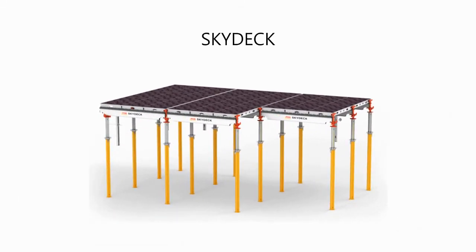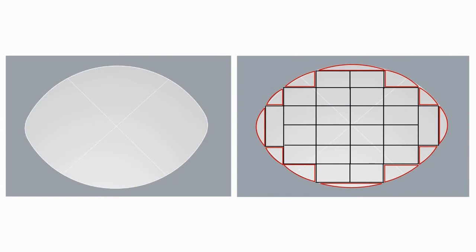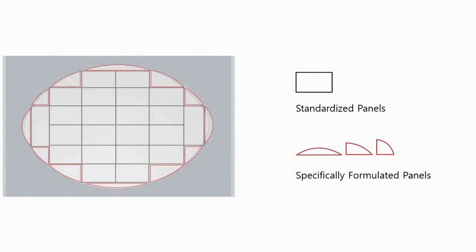Let's begin with the skydeck. The picture on the left side is the elliptical slab of the Absolute World Towers. Due to the elliptical shape, the panels cannot be cut in an identical shape. Engineers assembled the standardized rectangular panels and filled the rest with specially produced panels to match the shape.